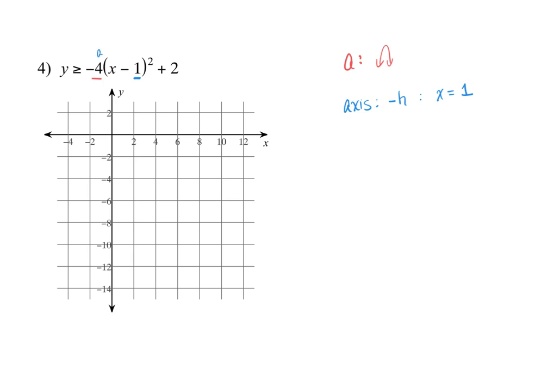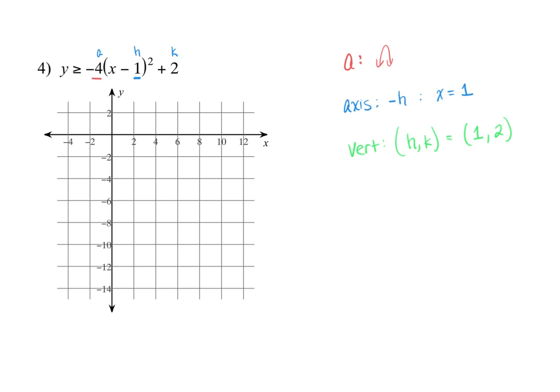So this is a, this is h, and this is k. My vertex is just my h, k. My h is 1, and then for k, we do whatever it says. It's a positive 2, so we leave it as a positive 2. So my vertex here is 1, 2.